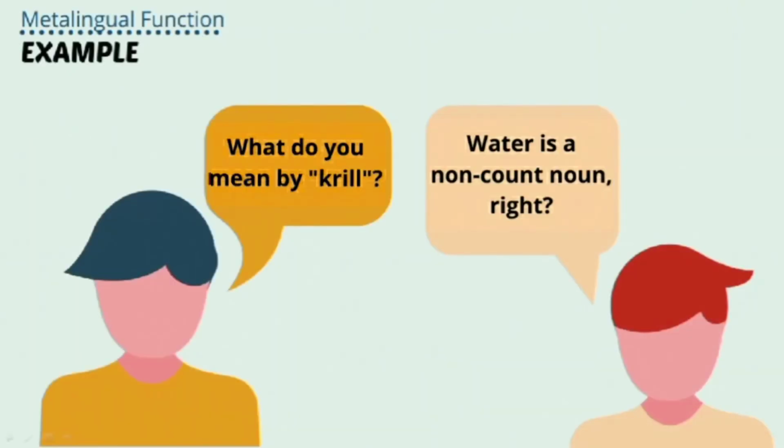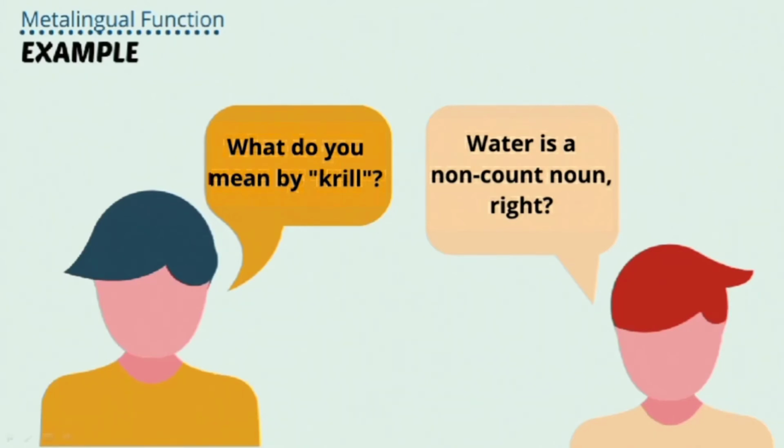For example, you hear someone say, "What do you mean by cruel?" This example asks to clarify the meaning of the word cruel. Another example is when you hear your friend say, "Water is a noun-count noun, right?" Unlike the previous one, which asked the meaning of the word cruel, the sentence "Water is a noun-count noun, right?" is intended to check the correctness of their knowledge of the word water, whether it enters into a count noun or not.